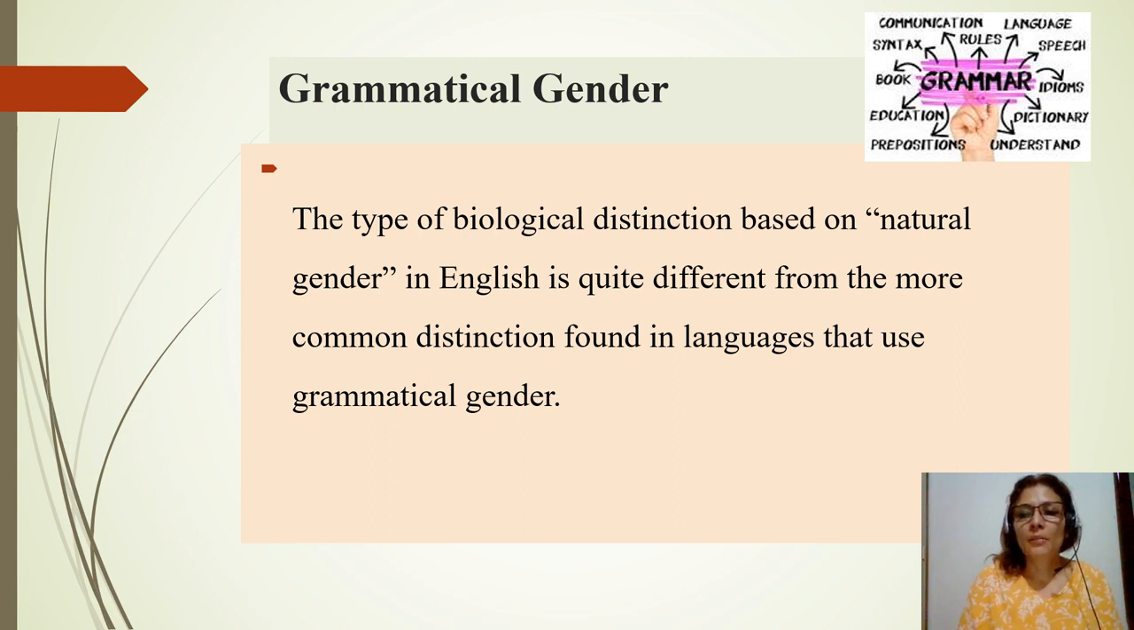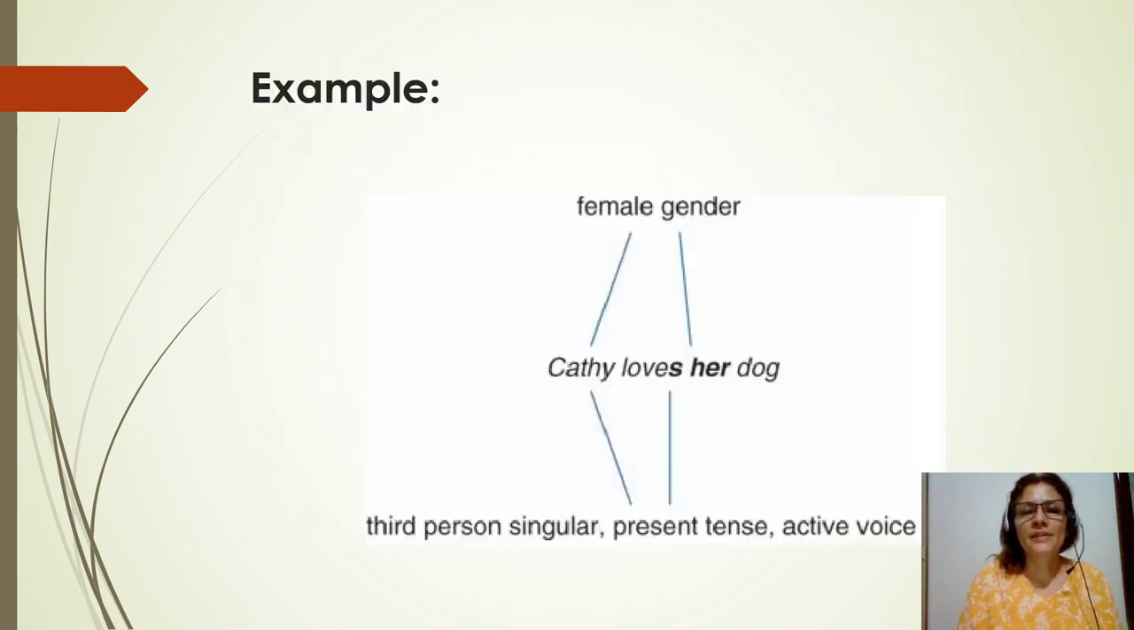Let's see an example. Okay, the example in here, Kathy loves her dog. Kathy, female gender, her dog, which is a possessive adjective, is aligned with the subject, that is Kathy. Kathy loves her dog. Third person singular, present tense, active voice.